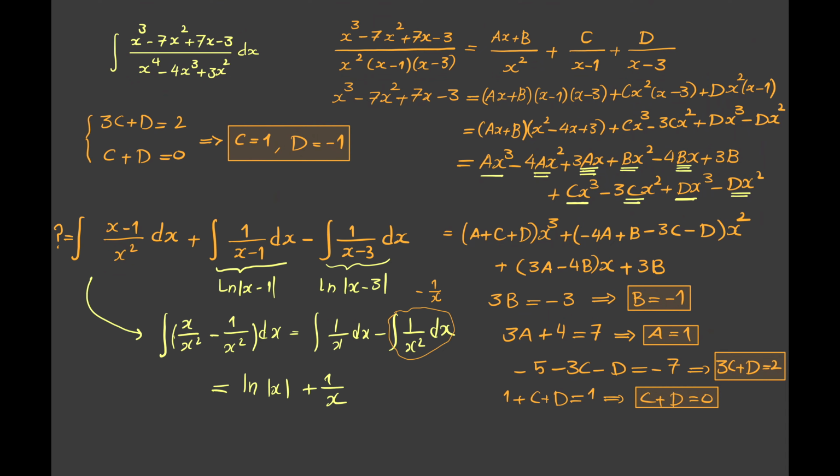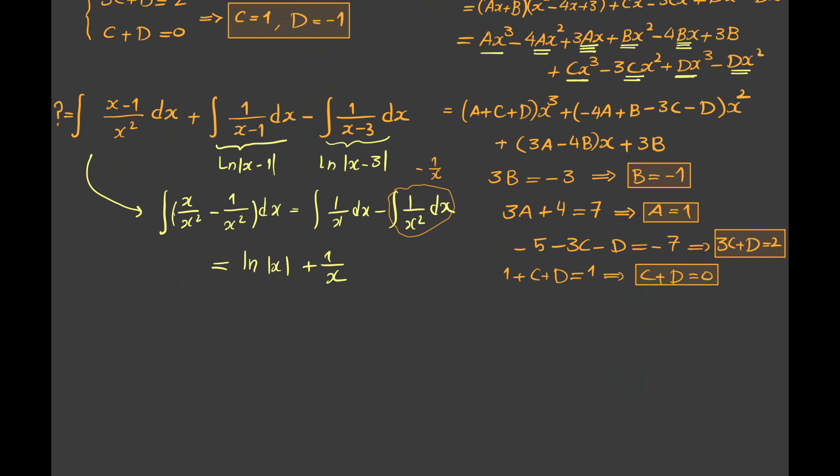Okay, so now if I combine everything, the question mark finally is equal to, so what do I have? I have 1 over x, I have ln of x minus 1 minus ln of x minus 3. So let me write all of them. So it's 1 over x plus ln of absolute value of x, and plus ln of absolute value of x minus 1, minus ln of absolute value of x minus 3. And of course you know that we always add a constant of integration there. So that's the correct answer.